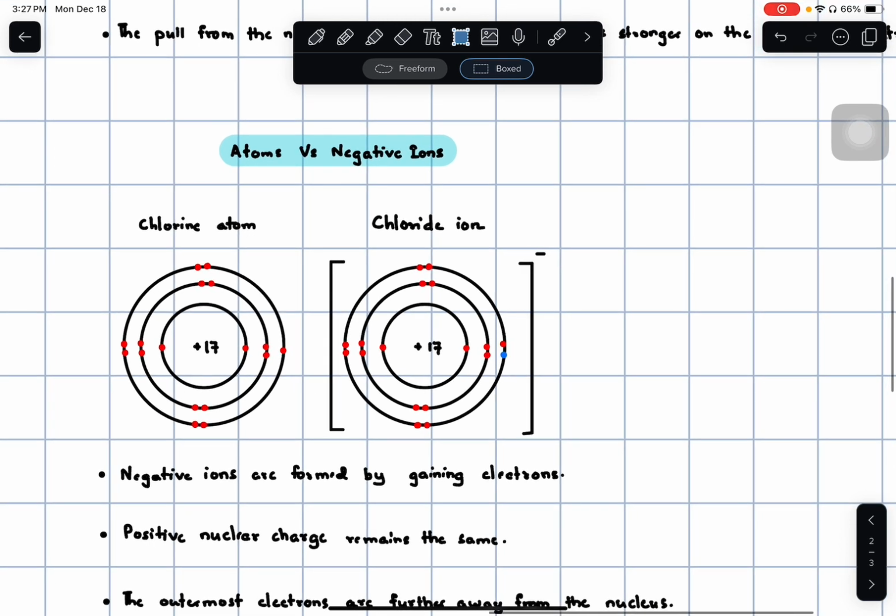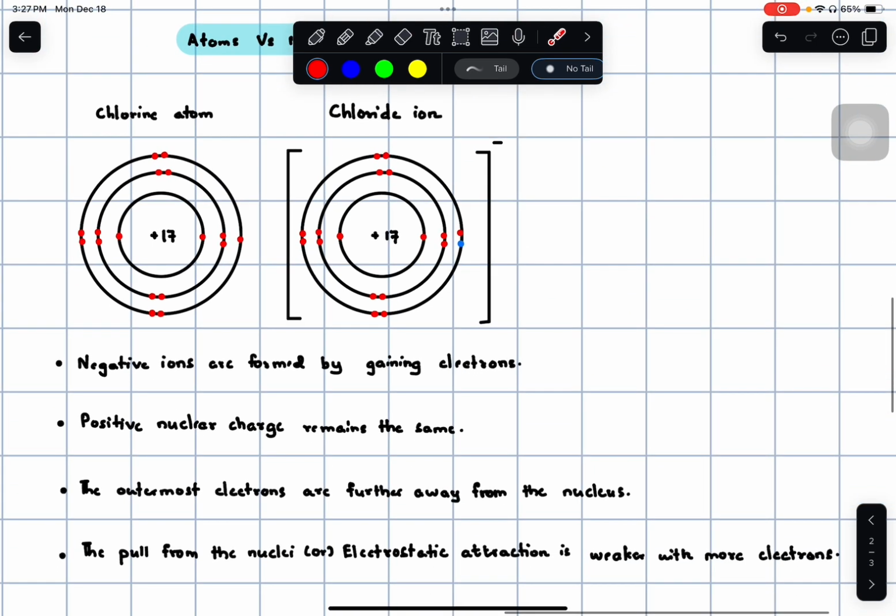So how about neutral atoms against the negative ions? On the left side, we have a neutral chlorine atom here. And on the right side, because the chlorine atom has gained an extra electron, it's going to have a negative charge. So which one is going to be larger? The negative ions are formed by gaining electrons.